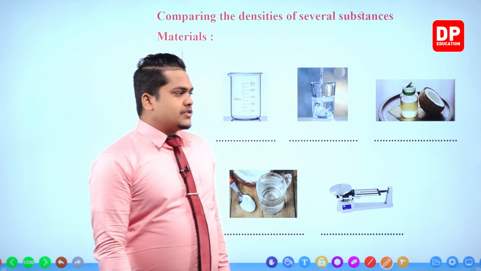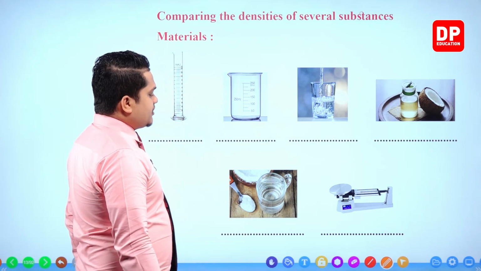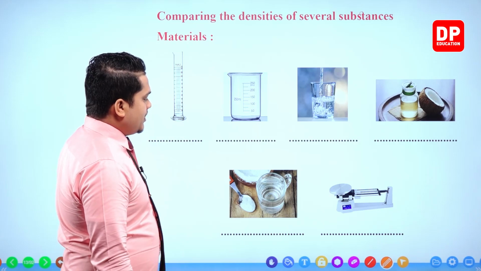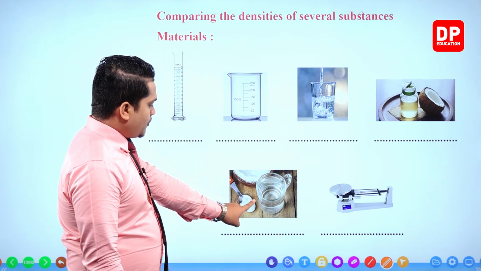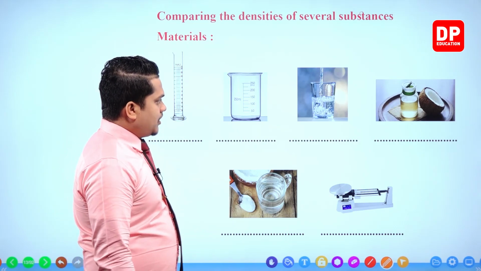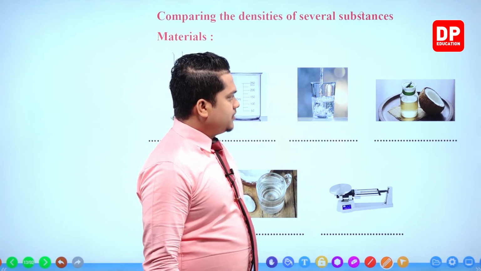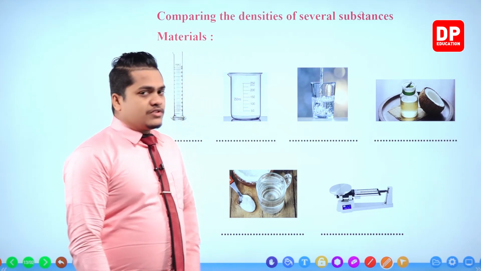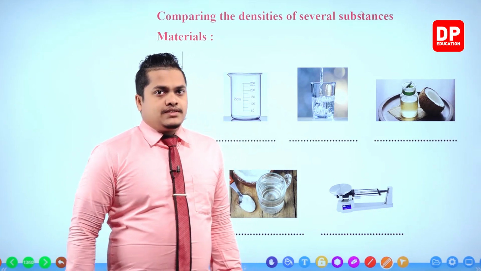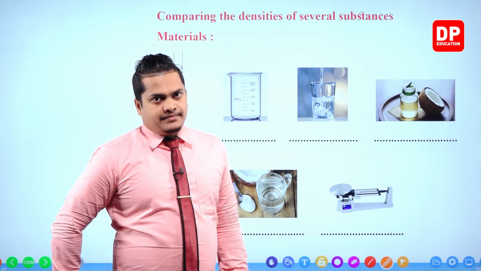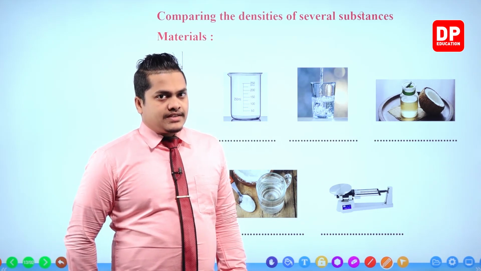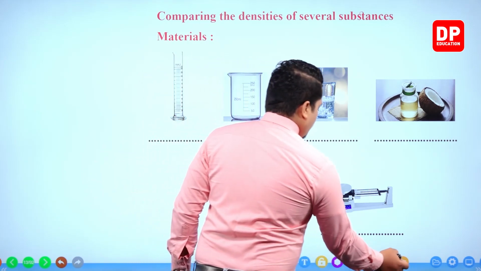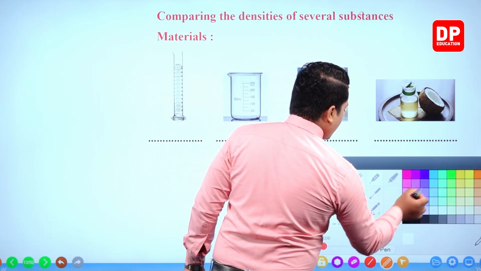So the solutions that we need are given within the diagrams. We'll be using, first of all, a common salt solution, normal water, then coconut oil. We'll be using these three substances to measure the density. So let's write down the contents, my dear children.